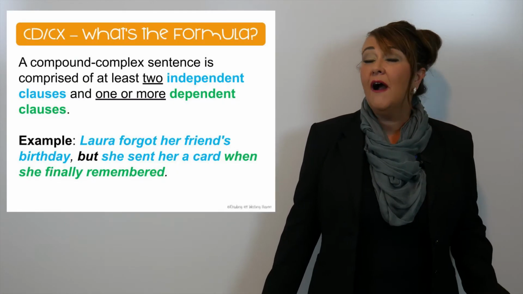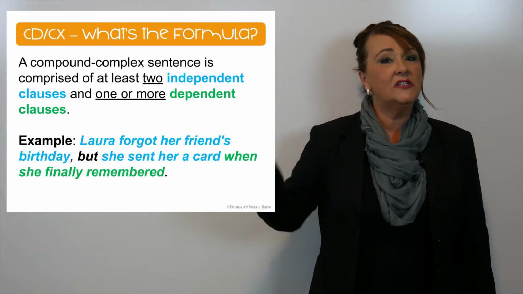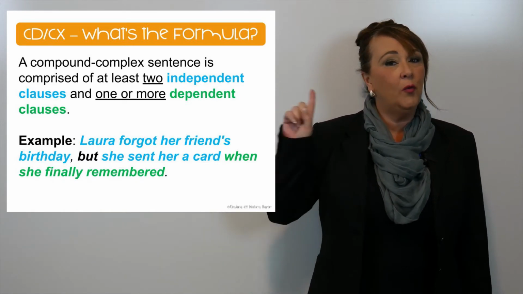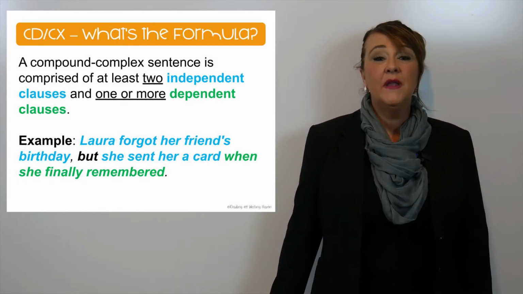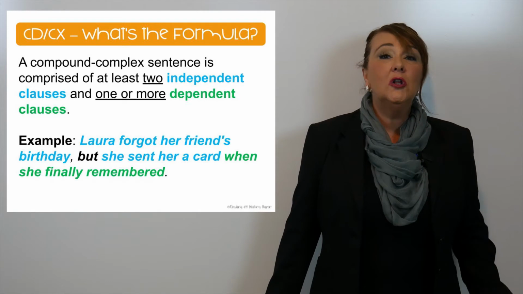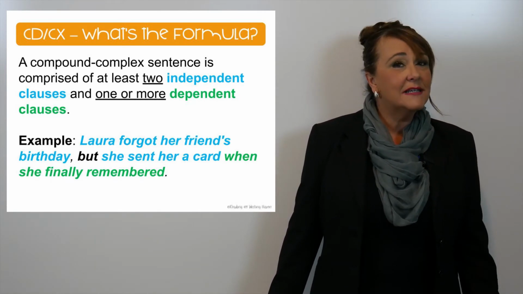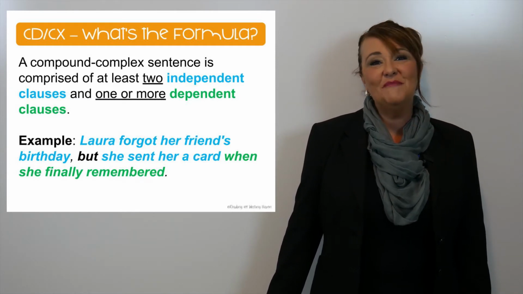Just like the other sentence types, there is a formula for compound complex. A compound complex sentence is comprised of at least 2 independent clauses and 1 or more dependent clauses. For example, Laura forgot her friend's birthday, but she sent her a card when she finally remembered.